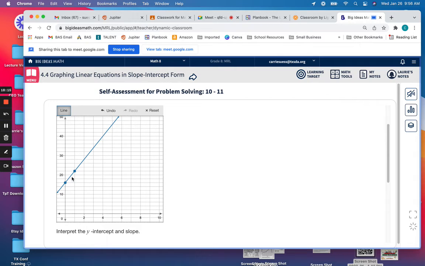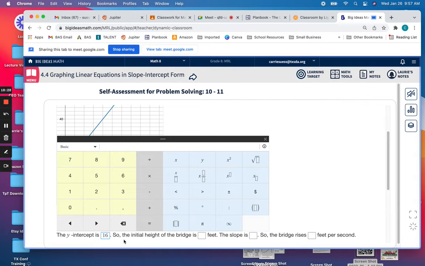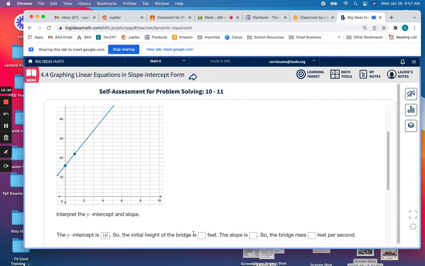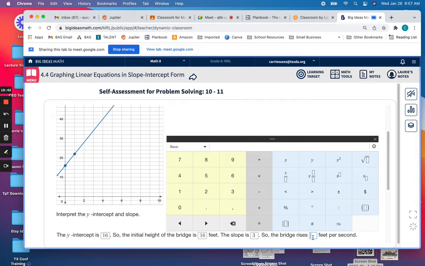There. 1, 2, 3 over 1. Okay? So, interpret the y-intercept and the slope. The y-intercept is where? Where did it cross the y-line? 16. So I'm going to put a 16 in there. So the initial height of the bridge is how many feet? 16. Very good. The slope is... 3. Very good. So the bridge rises how many feet per second? 3.